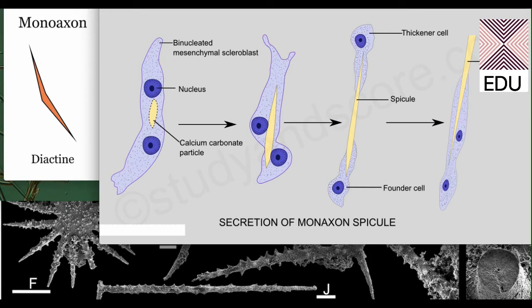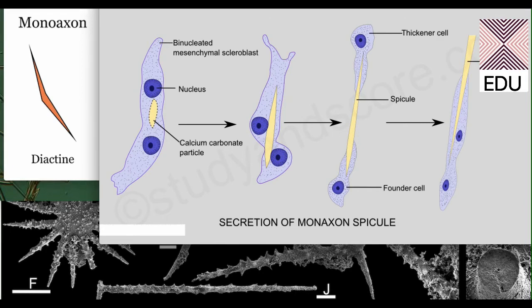Now, two cells are responsible for making a spicule which is of a monoaxon type. For making a monoaxon spicule, we should have at least two cells, and these two cells are the founder cell and the thickener cell. The founder cell has all the raw materials which are required to form the spicule. And what is the function of the thickener cell? It provides length to the spicule.